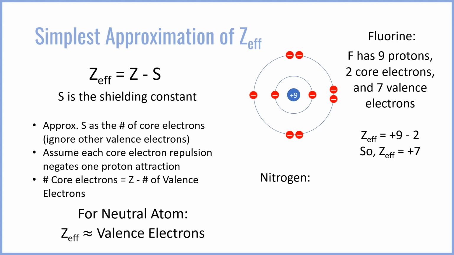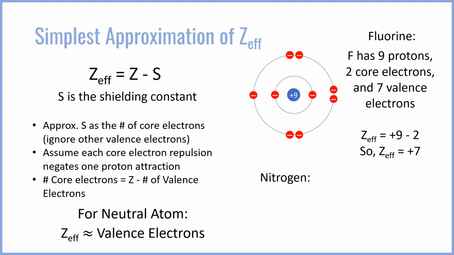On the other hand, we could go ahead and just say, well, how many valence electrons does fluorine have? It has 7, which is indeed the effective nuclear charge that we got from the mathematical equation. Now, we can do the same with nitrogen.